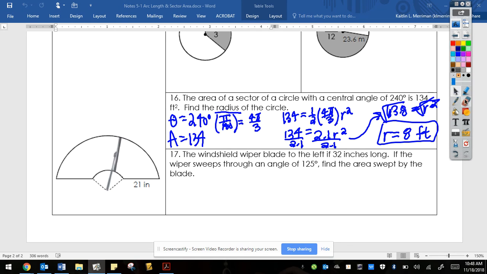All right, and we're going to skip number 17. So what you're going to do now is you're going to go ahead and work on the practice. You are more than welcome to work on that alone, with the person next to you, or with the people at your table. You may not move to other tables. All right, ready, go.